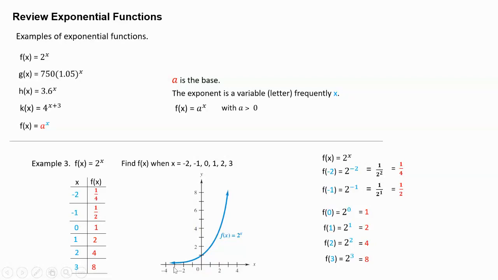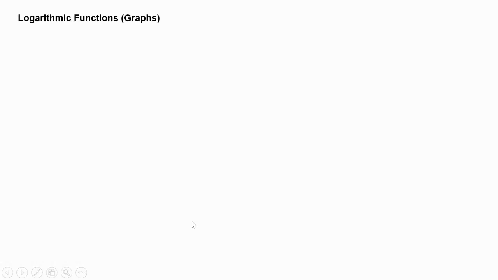Okay, but like I said, from negative 2 all the way to 3 is good, or from negative 3 all the way to 3 is also good. It depends on the base. Okay, now let's graph logarithmic functions.